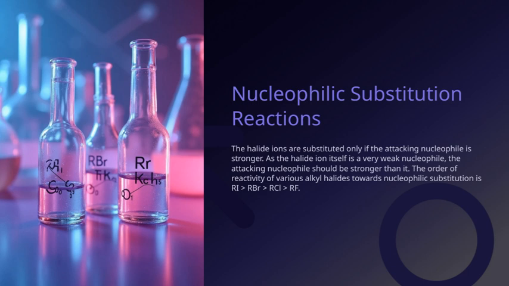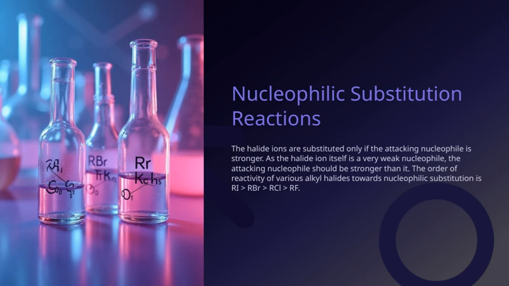The key point here is that halide ions are only substituted if the attacking nucleophile is stronger than the halide ion itself. Since halide ions are actually quite weak nucleophiles, the nucleophile attacking must be significantly stronger to displace them. This is critical because it explains why some substitutions happen more readily than others.